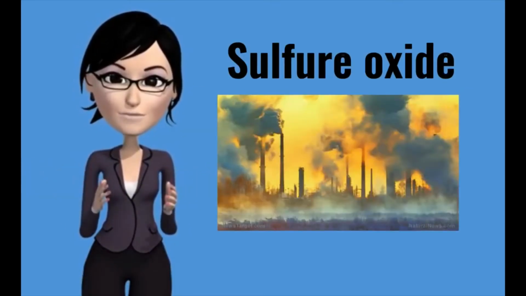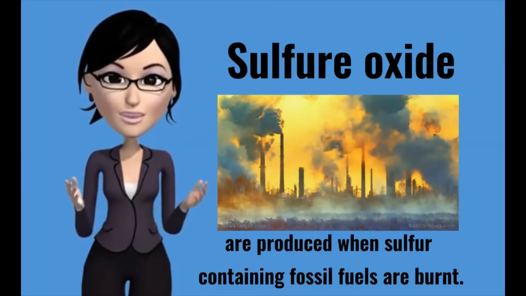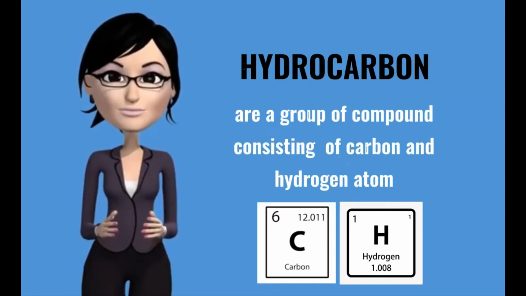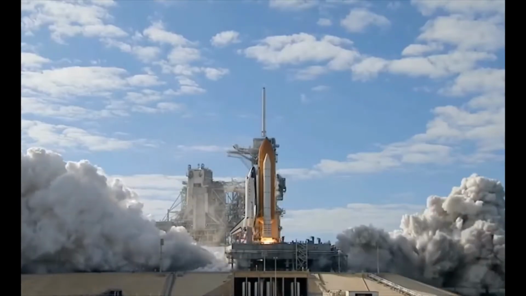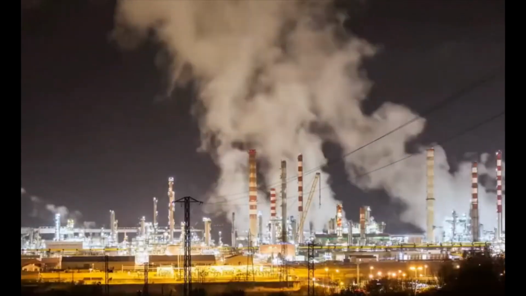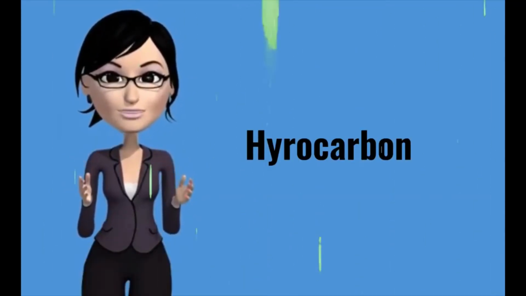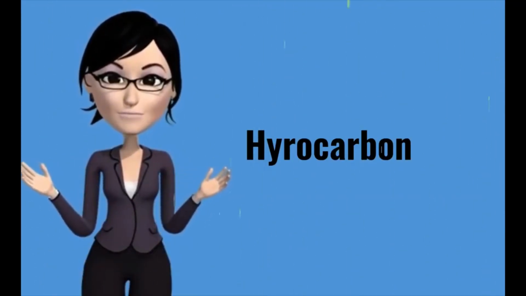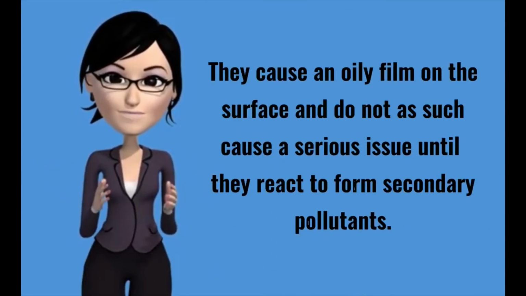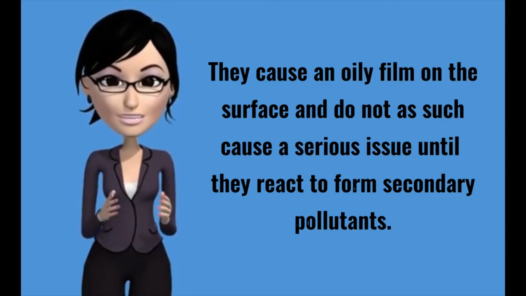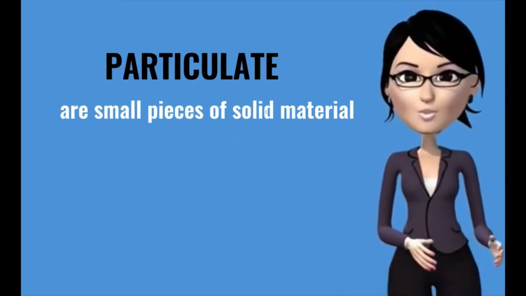Sulfur oxides are produced when sulfur-containing fossil fuels are burnt, and hydrocarbons are a group of compounds consisting of carbon and hydrogen atoms. They either evaporate from fuel supplies or are remnants of fuels that did not burn completely. Hydrocarbons are washed out of the air when it rains and run into the surface water. They cause an oily film on the surface and do not as such cause serious issues until they react to form secondary pollutants. On the other hand, particulates are small pieces of solid material.